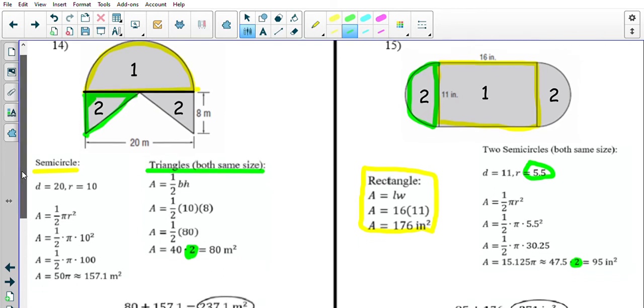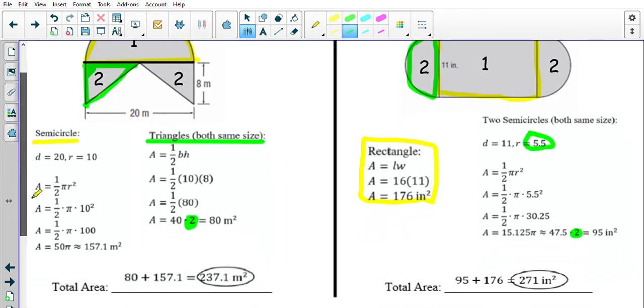So to find my total area, I'm going to do the 95 from the two semicircles, that's this right here, plus the 176, goodness, you can tell this is getting to be a long video, from the rectangle that we had for a total area of 271 square inches.